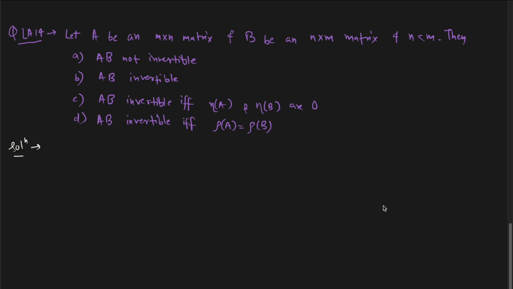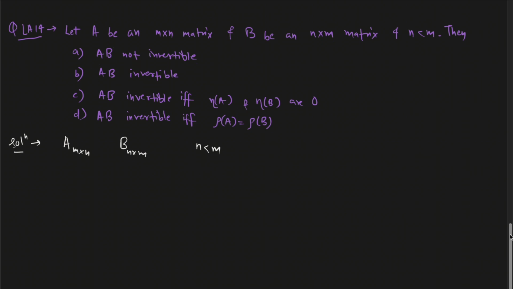Let's see question LA14. It is saying that let A be an M cross N matrix, and B is an N cross M matrix, and we are given that N is less than M. Then we need to check this thing. It is asking whether AB is invertible or not. Because AB is nothing but a matrix, right? The multiplication of two matrices is a matrix itself.